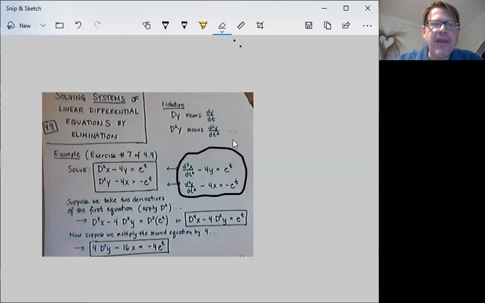We're going to begin by taking a look at exercise number 7 from section 4.9. And as you see here on the screen, circled in the black bubble is a pair of equations: d squared x dt squared minus 4y equals e to the t, and d squared y dt squared minus 4x equals minus e to the t.